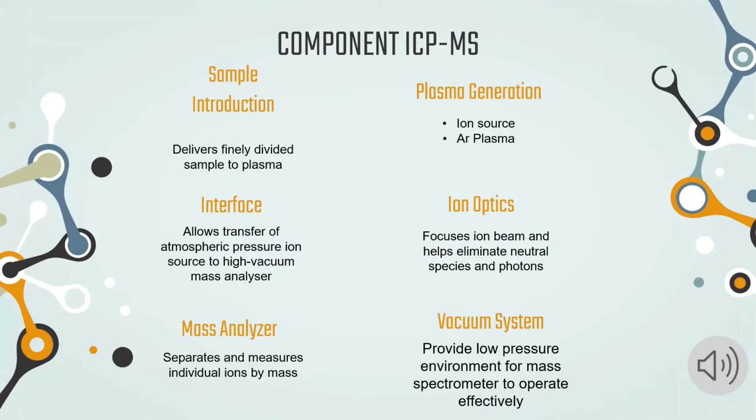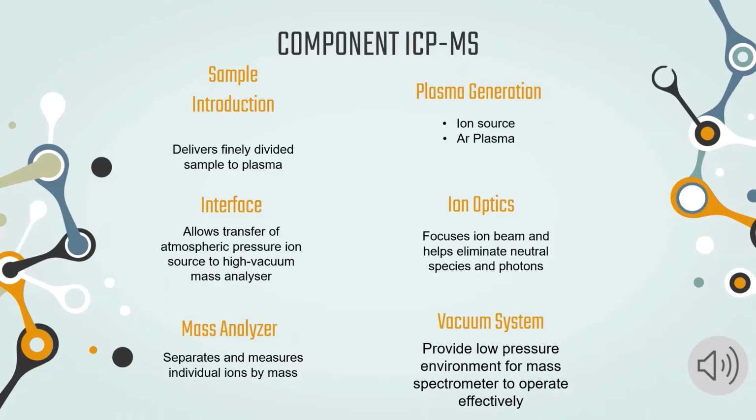So basically there are 6 components of ICP-MS. The first one is sample introduction, which delivers finely divided sample to the plasma. The second one is plasma generation, such as the ion source and argon plasma. The third one is the interface, which allows transfer of the atmospheric pressure ion source to a high vacuum mass analyzer.